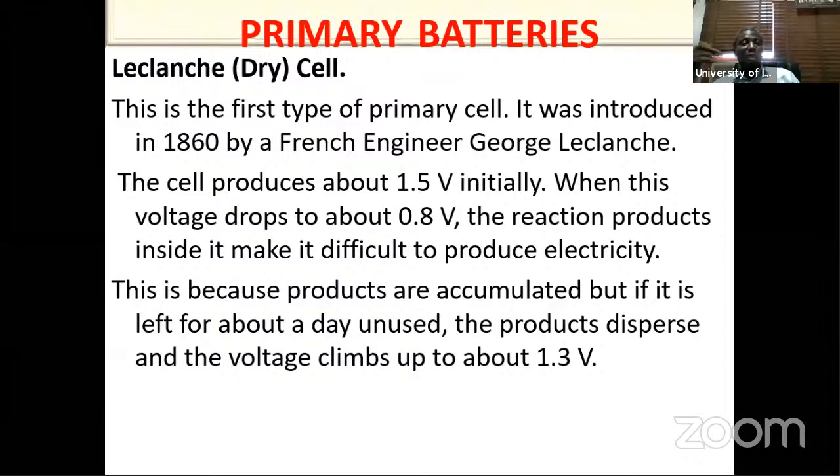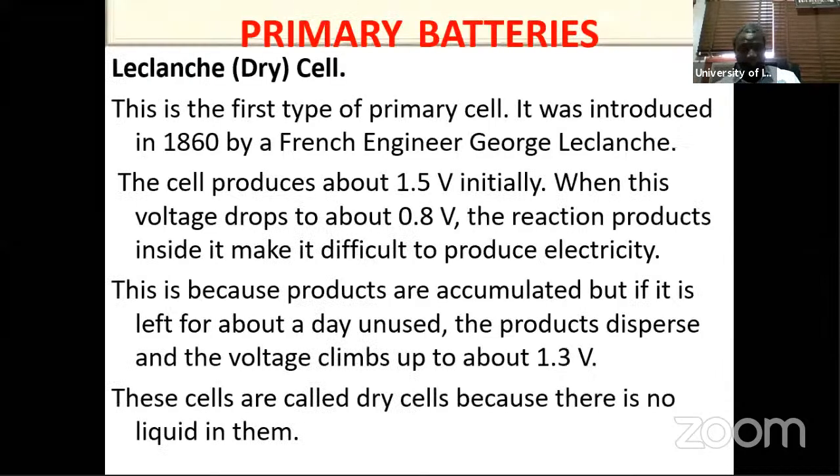and you still discover that you can use your primary battery. For instance, I remember when we were young, when you used a battery and it was no longer blinking, no longer shining, what you did was put it in the sun, and that would hasten the product to disperse. The moment that is dispersed, you go back and use your battery, you discover that it still works. So it's because it dispersed the products that had accumulated on it.